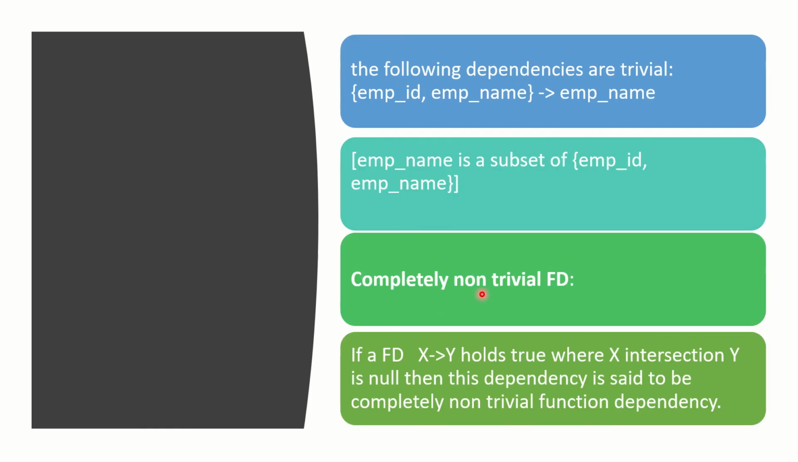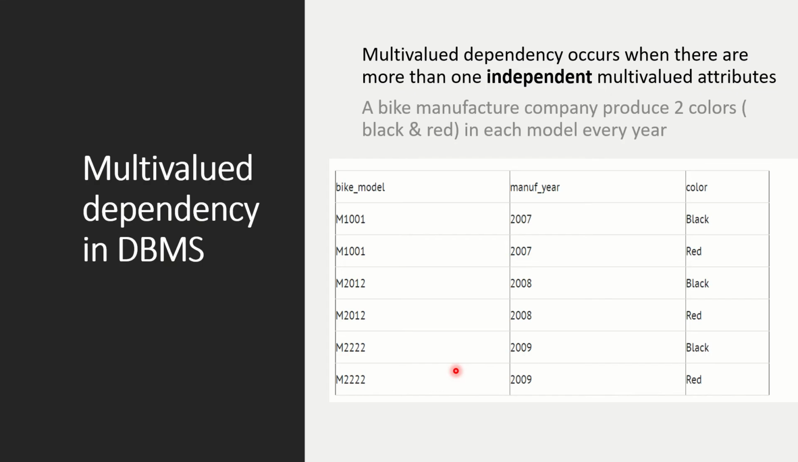Then what is the meaning of a completely non-trivial functional dependency? Suppose there exists a functional dependency X implies Y, which is true, where X and Y can be any attribute or any attribute combination. If you take the intersection of X and Y and it is null, then it is said to be a completely non-trivial functional dependency. That is, if we take the common attributes from X and Y, it will be null.